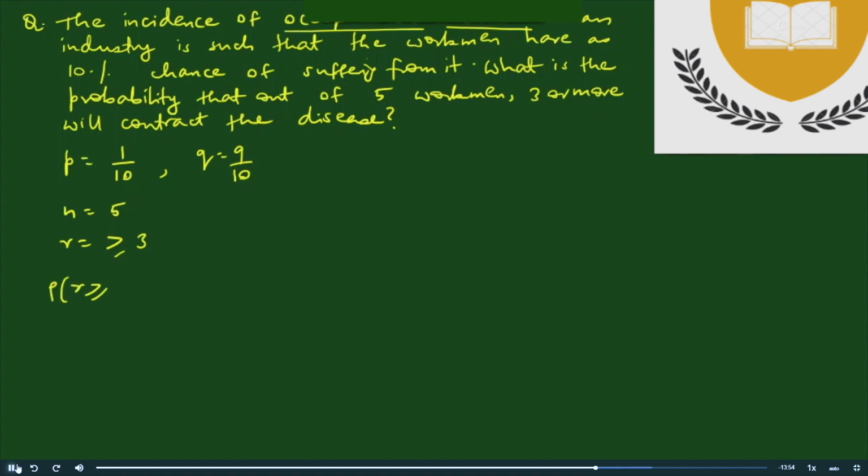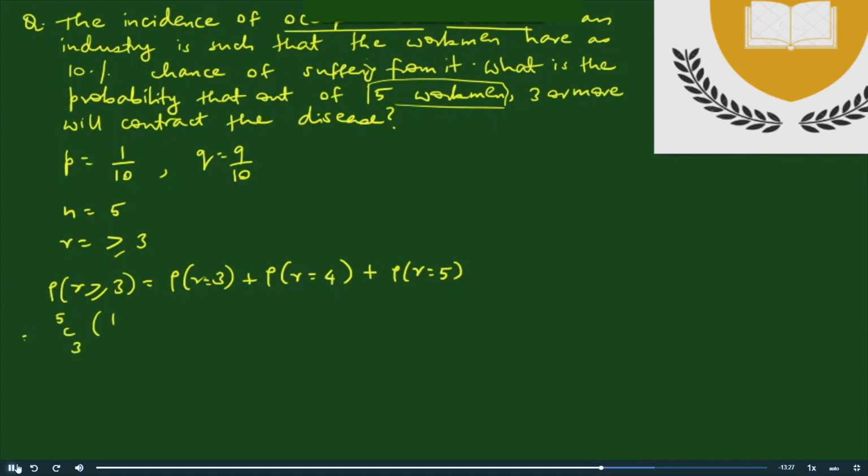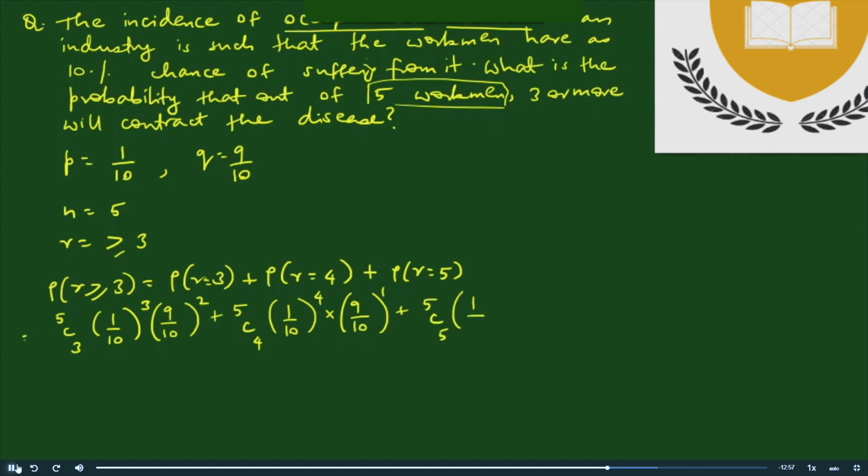P of R greater than or equal to 3 is equal to P of R equal to 3 plus P of R equal to 4 plus P of R equal to 5. You have to stop there because we are selecting only 5 workmen. So this is equal to NCR, 5C3 into 1 by 10 to the power R, which is 3, into 9 by 10 to the power N minus R, which is 2, plus 5C4 into 1 by 10 to the power R, R is 4, into 9 by 10 to the power N minus R, which is 1, plus 5C5 into 1 by 10 to the power 5 into 9 by 10 to the power 0.